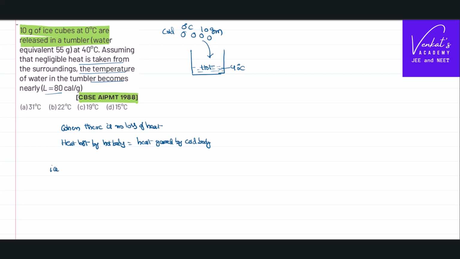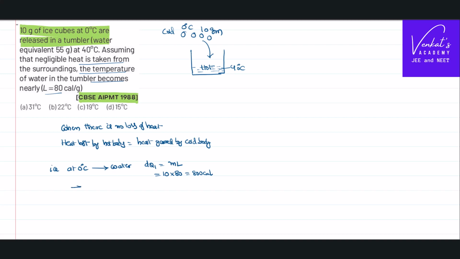What is that ice will do? At 0 degrees centigrade, when you give heat, it converts into water. For that, it needs some heat energy. Basing on the definition of latent heat, you can call that as mL. Mass of the ice is given to you as 10 grams. Latent heat of ice is 80. So for that, it needs 800 calories of heat.